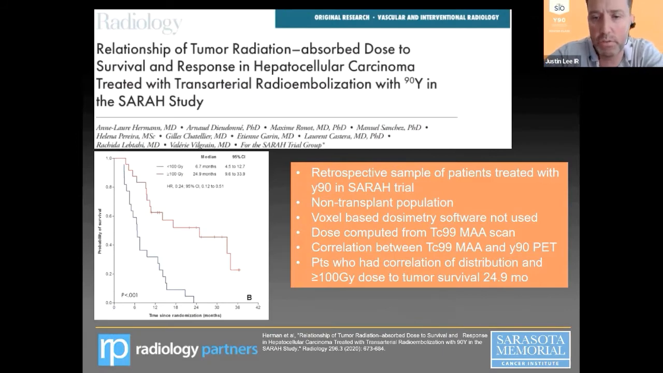And this was again shown in a subset analysis in the SARAH trial, where they extracted patients and looked at them using a non-voxel-based dosimetry computation, but essentially found that patients who had received over 100 gray, with a distribution that matched the MAA scan, ended up having survivals that were very equivalent to the DOSISPHERE trial.